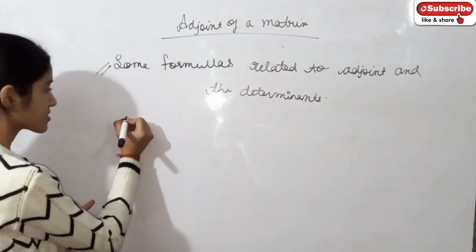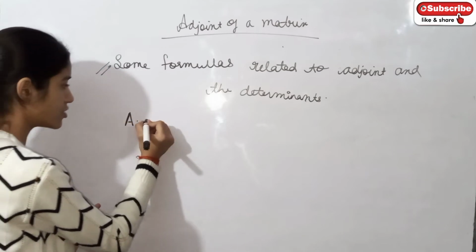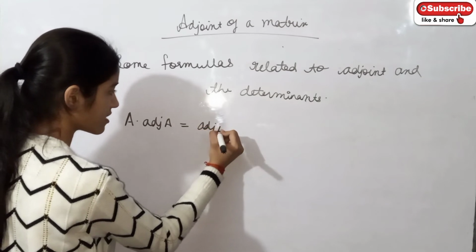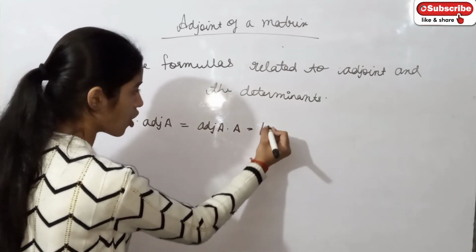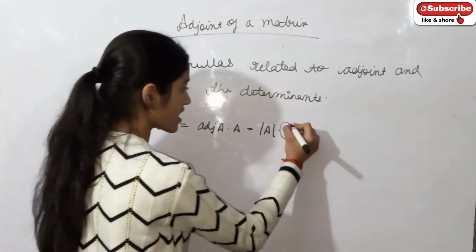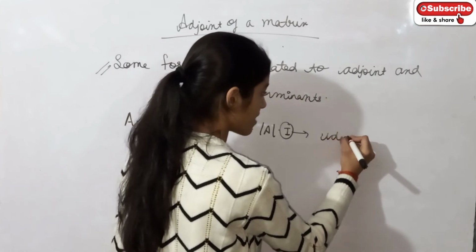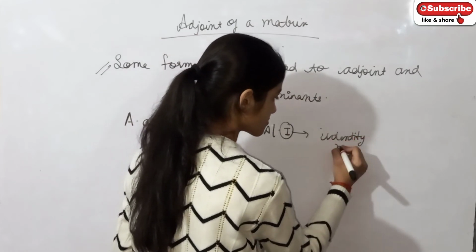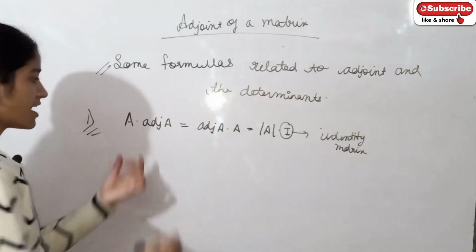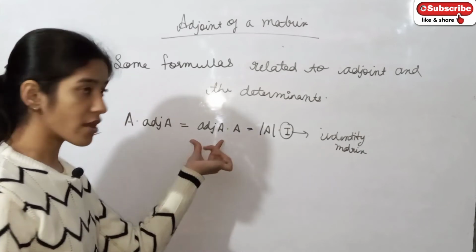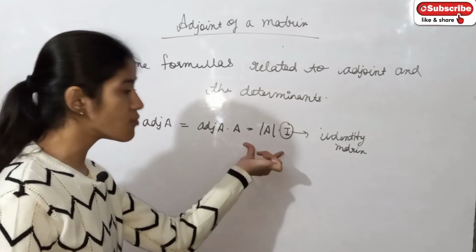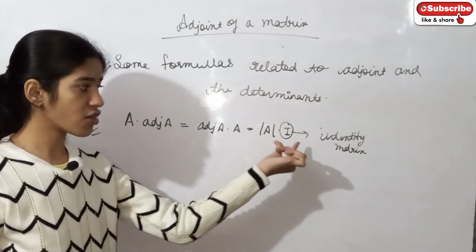So first is that A into adjoint of A, or adjoint of A into A, is equal to mod of A, not mod, determinant of A, dot I. What is I? I is the identity matrix. So the first formula is that A into adjoint of A, or adjoint of A into A, is equal to mod of A into I.